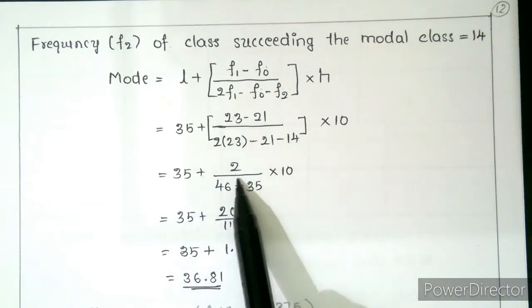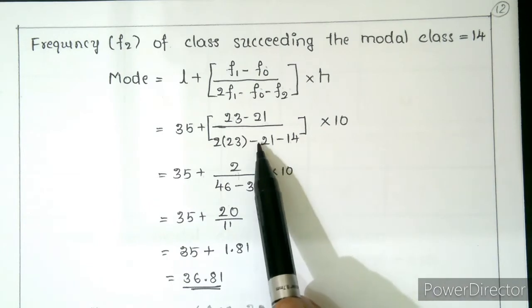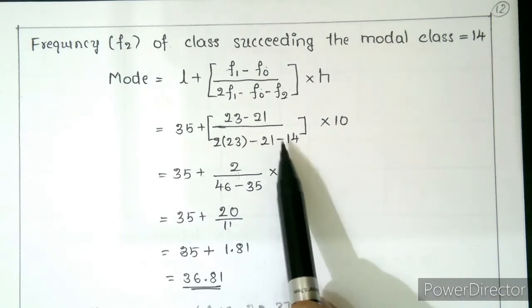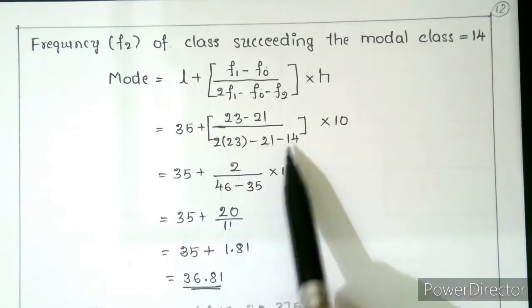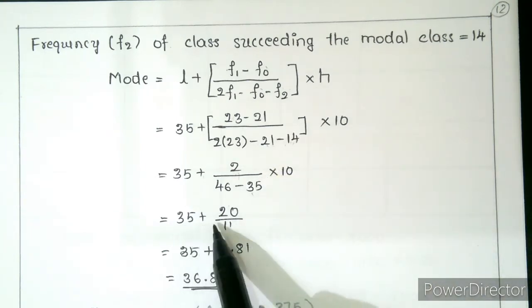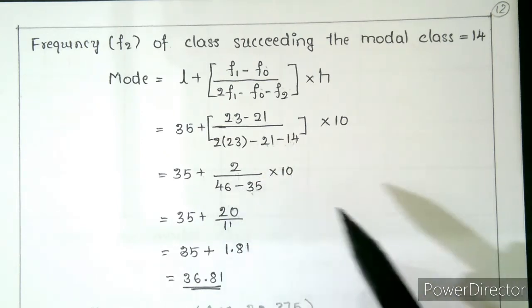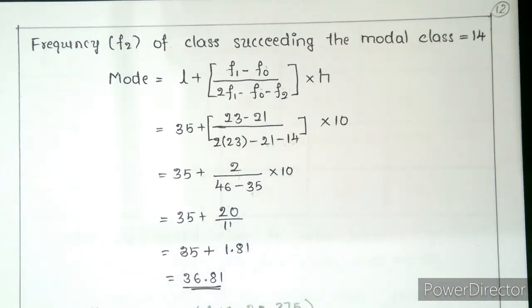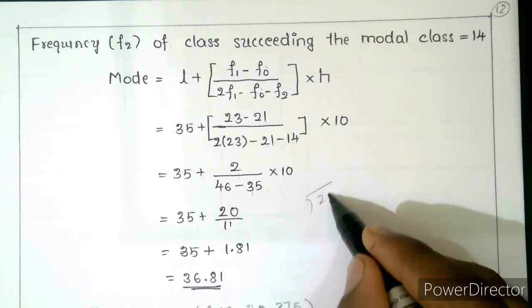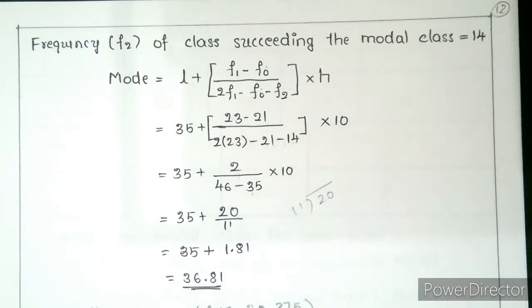So 23 minus 21 you have 2. So 2 into 23 you get 46. Minus 21 minus 14, same sign, add: 4 plus 1 is 5, 2 plus 1 is 3, so 35, into 10. So 35 plus, 2 into 10 you get 20. 46 minus 35 is 11. So you divide 20 by 11 and you get 1.81. So that is the answer, 36.81.